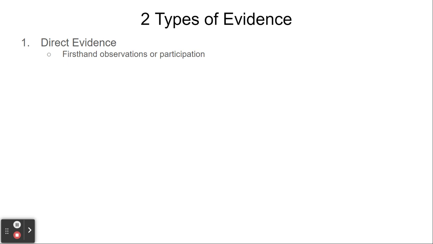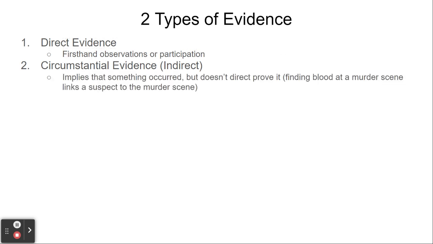That differs from circumstantial evidence in that with circumstantial evidence, it's indirect. I didn't see it happen. However, based on what it is that we have, it does show that something has occurred, but doesn't necessarily prove exactly what took place. So on here, finding blood at a murder scene links a suspect to the murder scene. It doesn't prove that the suspect did it, right?